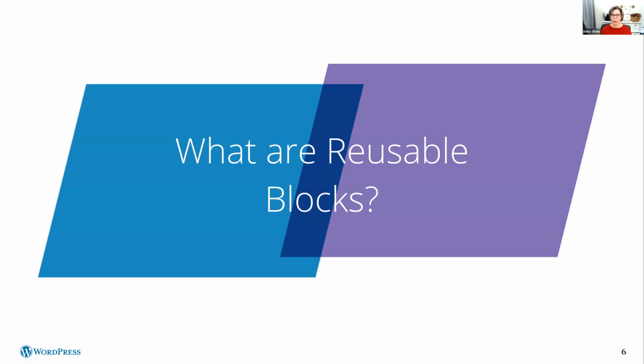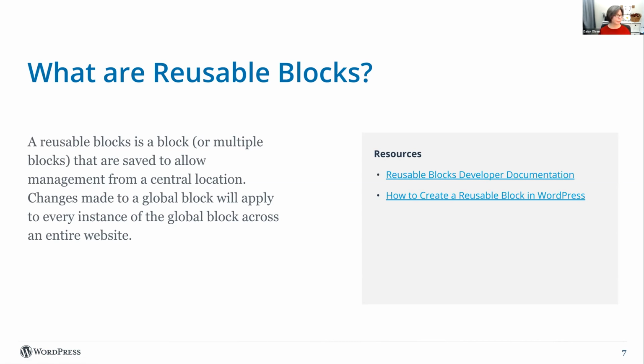Reusable blocks have been a feature in the block editor for some time. The idea behind reusable blocks is that a reusable block is a block or multiple blocks, because you can save a group of blocks together as a reusable block, that are saved to allow the management of those blocks and their content from a central location. So if you make a change to something that's been saved as a reusable block, it will apply to every case every time that block has been used on your site. It's going to change it across the board. So it's centrally managed. Let's say you have an about blurb that you want to use in multiple places on your site, but you don't want to have to go to every single instance where you added that content to update it every time something needs to change. This would be a way to do that.